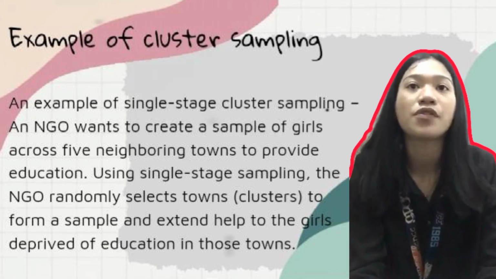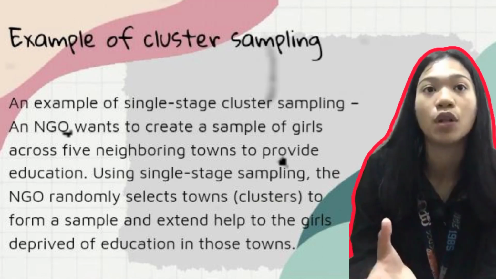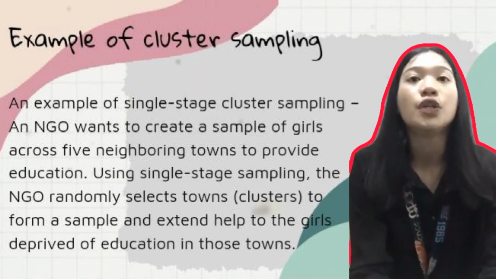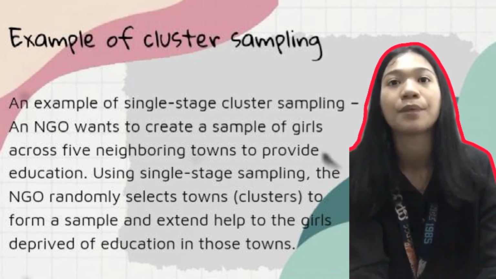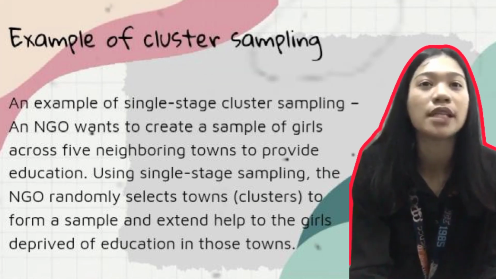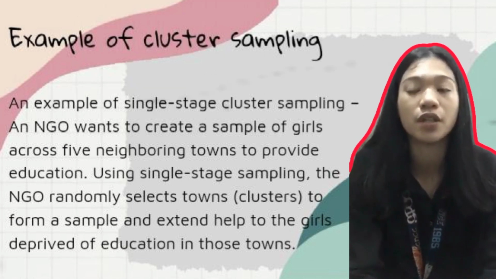An example of single-stage cluster sampling: an NGO wants to create a sample of girls across 5 neighboring towns to provide education. Using single-stage sampling, the NGO randomly selects 2 towns for a sample, and extends help to the girls deprived of education in those towns.